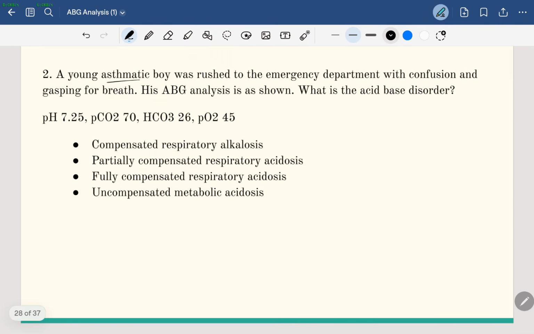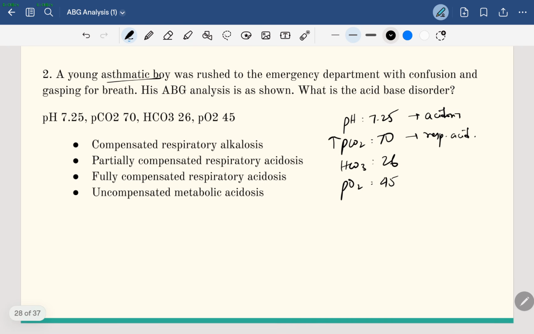So the next question, they've mentioned an asthmatic boy was rushed with confusion and gasping and ABG has been done. So we shall rewrite these values. Alright, so pH is of course acidosis. PeCO2 is elevated. This would be a respiratory acidosis. Bicarb is within normal, more or less. And PO2 is not relevant to our findings, but there is hypoxia. And we also know that asthma can be a cause of respiratory acidosis because of hypoventilation, because the patient can't get out the carbon dioxide from his lungs.